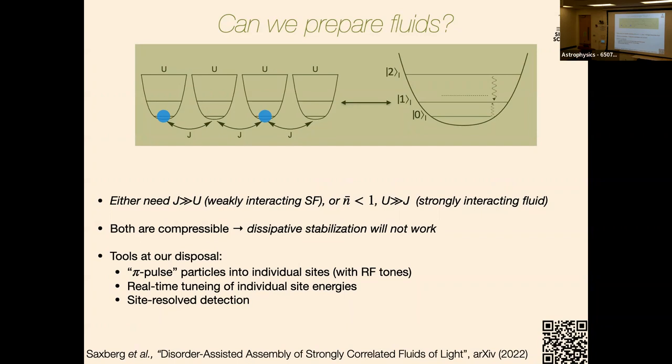Well, we can drive pulses to put particles into individual lattice sites if we want to. We can tune the energy of the individual lattice sites. That is to say, we can move the required energy to put a particle into site one up and move the energy to put a particle into site two down and so forth. And then we can detect at the end which sites have particles. So these are the tools that we have. Can we use this to make a strongly correlated fluid? And the answer is yes. And let me show you how that works.